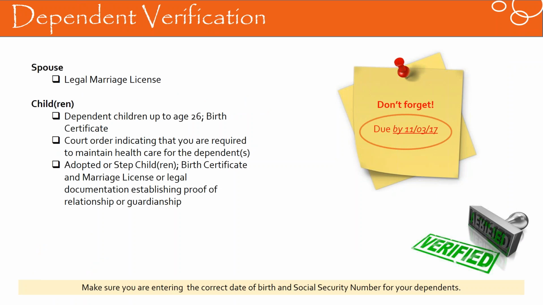If you are going to add your spouse or your children up to the age of 26, we do require a marriage license for your spouse, and a birth certificate for your dependent children. If it's going to be a court order, we do require the court order indicating that you are required to maintain health coverage for your dependent. Those would be for if you're divorced or something like that, or if you've got legal guardianship, then we would need the court order for that. And don't forget, this is due by November the 3rd.